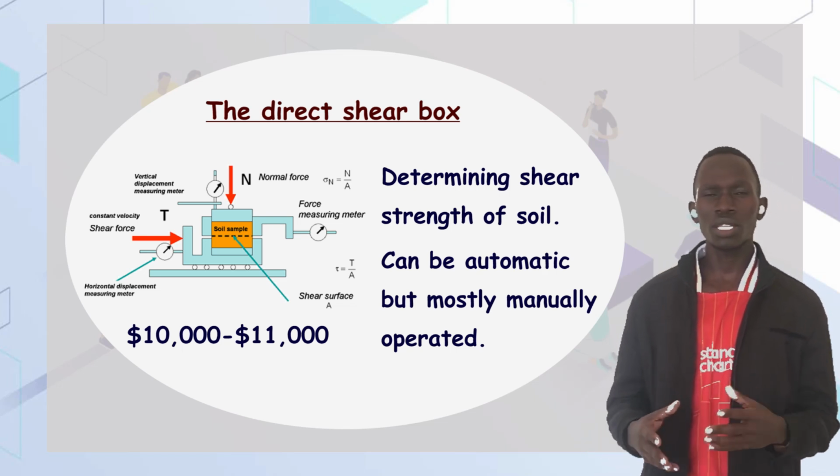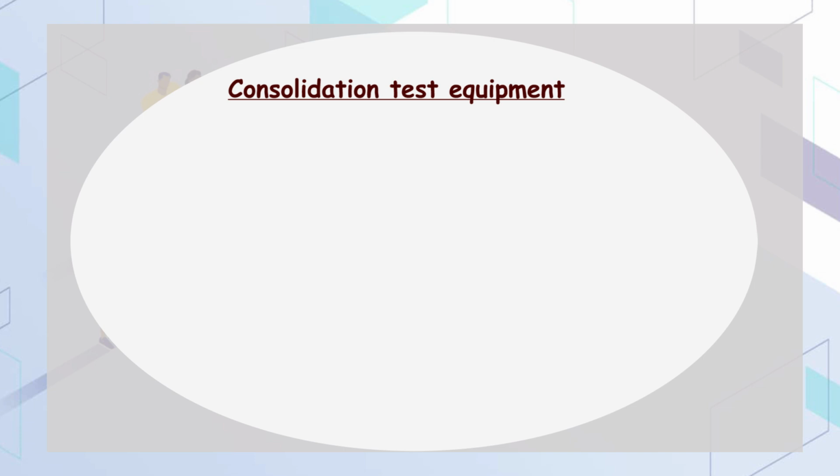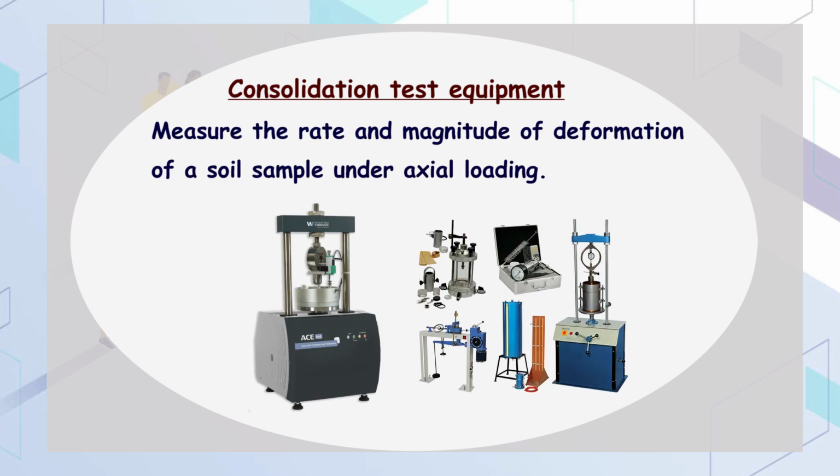The cost is around $10,000 to $11,500. Then we have the consolidation test. The consolidation test measures the rate and magnitude of soil consolidation under axial loading, primarily for saturated cohesive soils, also known as the standard oedometer test. It assesses how soil volume decreases with applied stresses, allowing engineers to estimate settlement for construction projects.